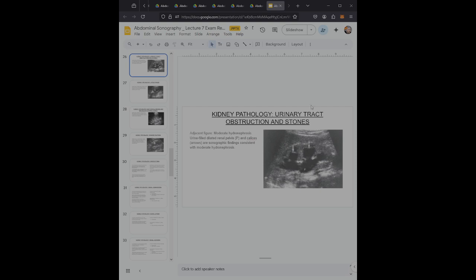Urinary tract obstructions. So we can see urinary tract obstructions as having intrinsic and extrinsic causes.